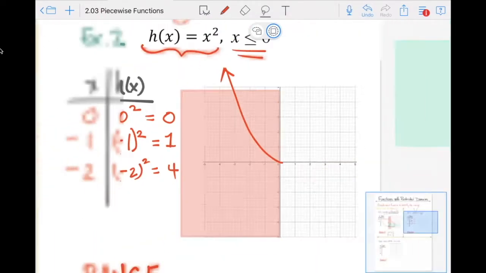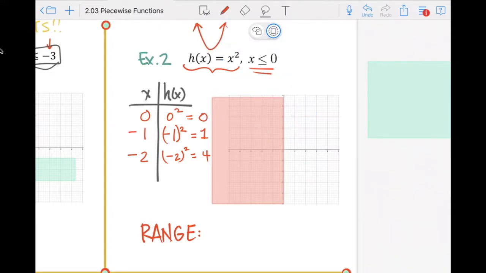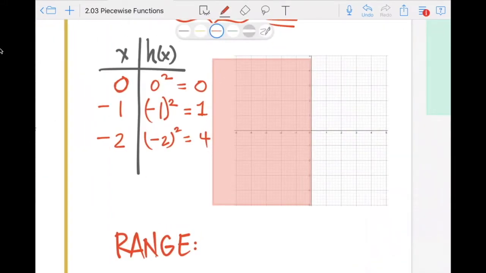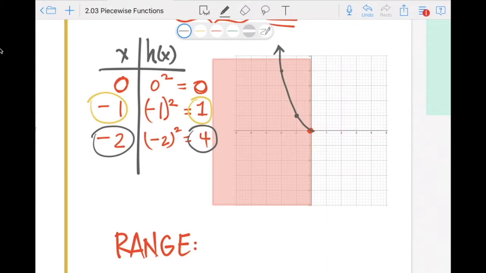Now let's get some exact points though. So we're going to plot the point 0, 0 from that first line. Then we'll plot the point here, -1, +1, and -2, +4. And now we can connect our dots with a curve. We've got a really accurate picture of this restricted domain function.